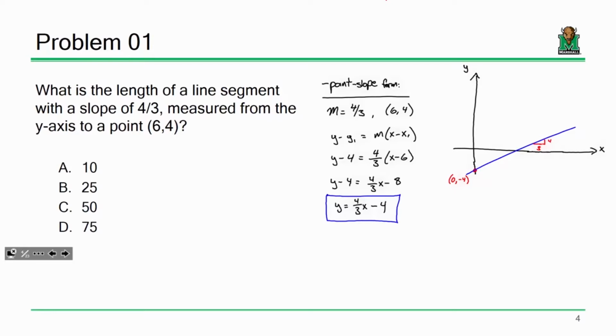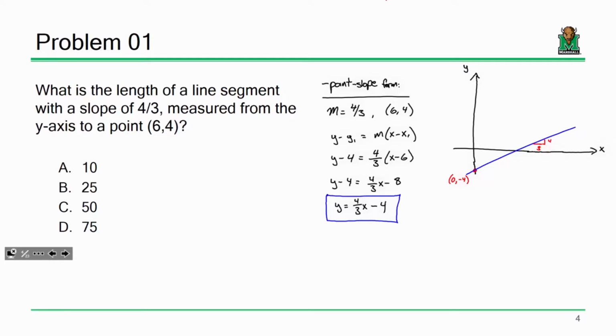Everybody okay with this? If you're okay with this, then let's read the question again. What is the length of a line segment with a slope of 4/3 measured from the y-axis to this point? When we're talking about the length of a line segment, how do you calculate the length of a line? It's really just the Pythagorean theorem. If I have point A and point B, it's the distance formula. It's the square root of the change in x squared plus the change in y squared. So I need 2 points.